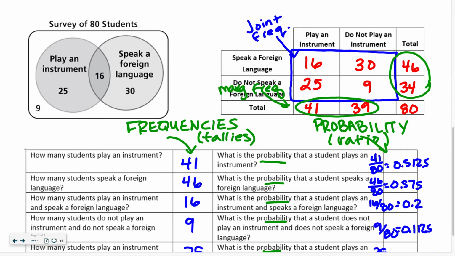So how often we do speak a foreign language, or how often we don't play an instrument, whether or not we speak a foreign language. Okay, so they're counting the totals. Okay, so those are on the outsides.